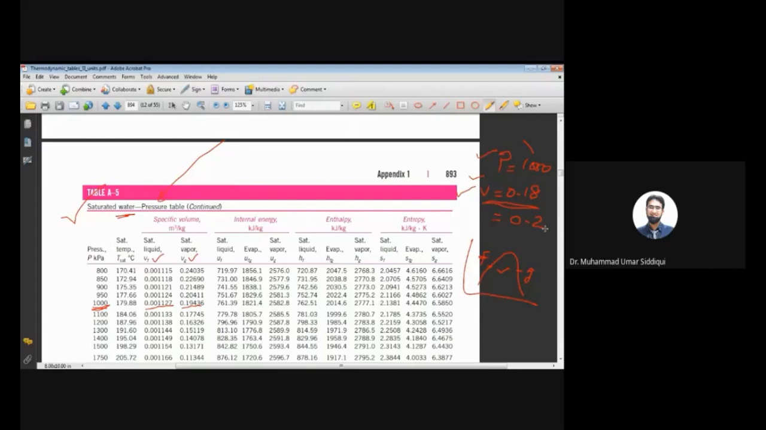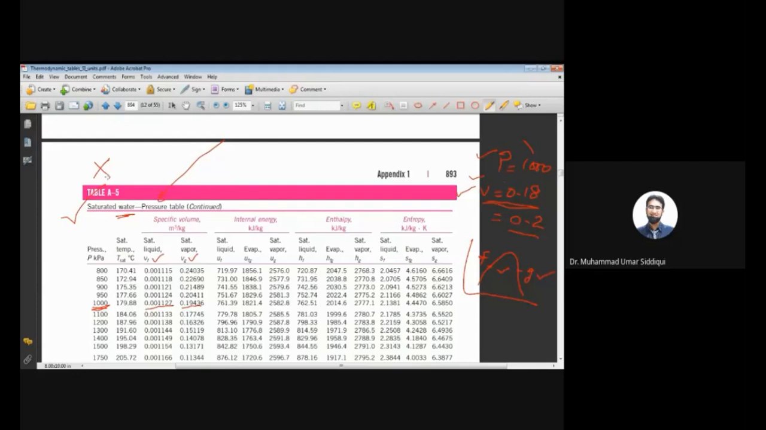Now, VF is again at 1000 kilopascal, VF is 0.001, VG is 0.19. Our value of V is 0.2. So do you think 0.2 is greater than 0.19, less than 0.19, in between 0.001 and 0.19, or less than 0.001? Greater. If it is greater than VG, you are in the superheated region. That means if your pressure is 1000 kilopascal and your specific volume is 0.2, you are in the wrong table. You do not need to be in the saturation table. Now you have to move towards the superheated table.